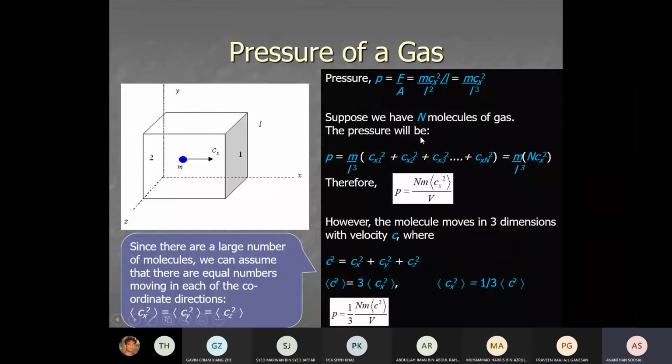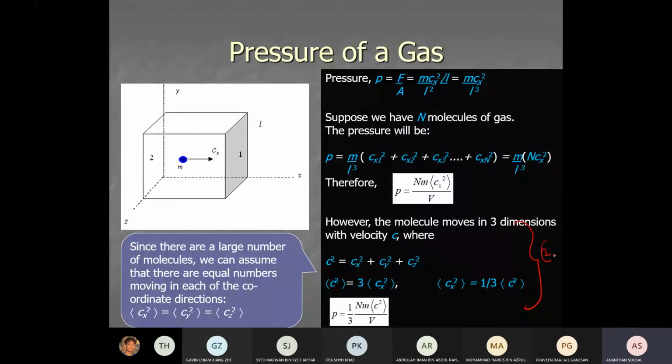Then we now consider N particles. So N comes in. Then Cx squared, we change to c squared. Cx squared is found to be 1/3 c squared, and we place it into the equation. We get a formula. One year they only asked this part.